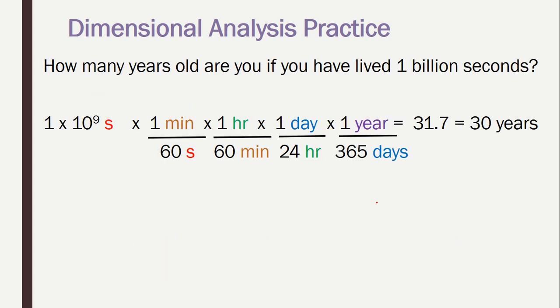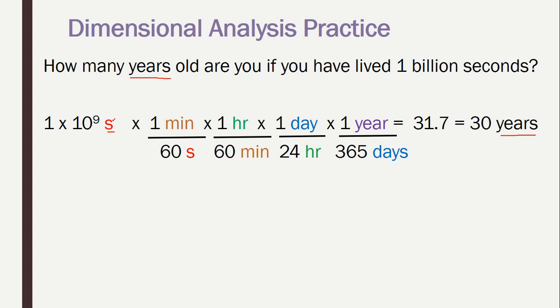Moving on, here is how many years old are you if you've lived a billion seconds? Now a billion is 1 × 10⁹ seconds. Where are we headed? Years, right? How many years is the question? So we want an answer in years. We're starting with seconds. What happens next? I need to cancel seconds. I definitely need to find seconds to something. So I put seconds in the denominator. I don't know seconds to years off the top of my head, but I do know seconds to minutes. That is helpful. It's getting in the right direction.